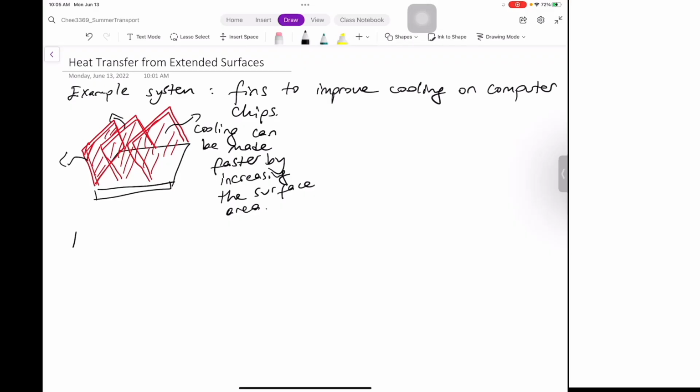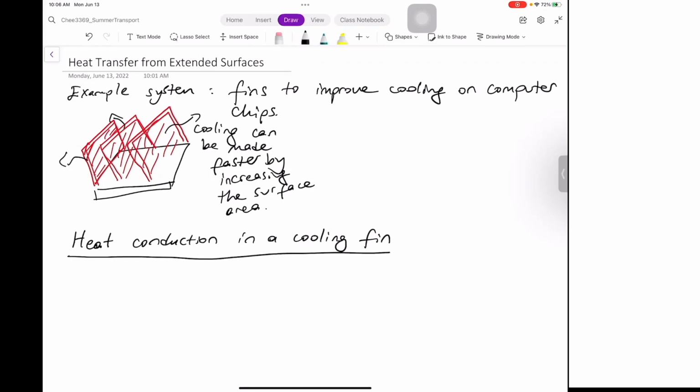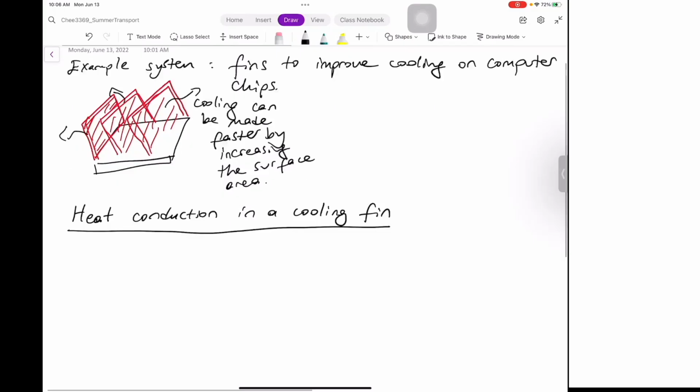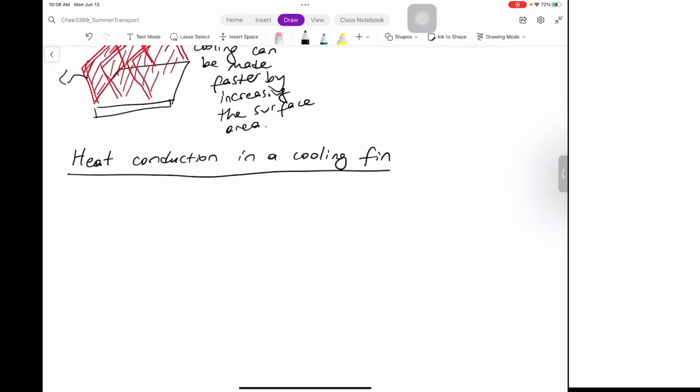Okay, let's study heat conduction in a cooling fin. And in order to make the problem simpler, of course, we are not going to put a bunch of fins there. We're just going to focus on one particular fin so that we understand it much better. Then you can scale it up with many fins. So I'm going to have a schematic for one fin.